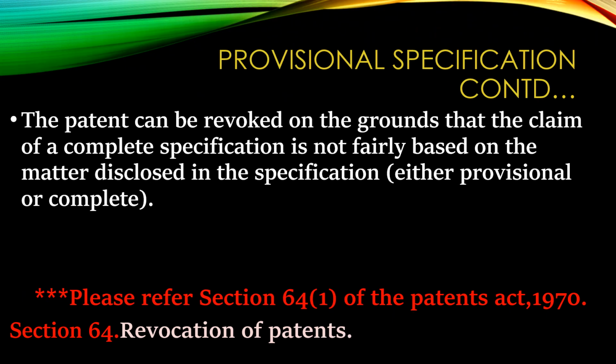Now, provisional specification still continues. The patent can be revoked on the grounds that the claim of a complete specification is not fairly based on the matter disclosed in the specification, either provisional or complete. This statement provides us the information on what basis a patent can be revoked. For this, please refer section 64, subsection 1 of the Patents Act 1970, where the title of section 64 is Revocation of Patents. Got it? Let us proceed.